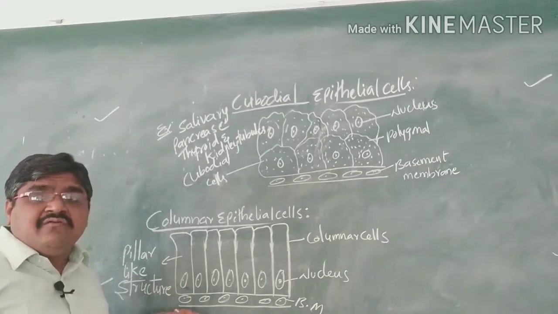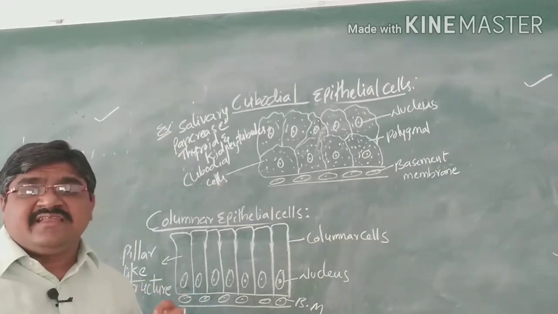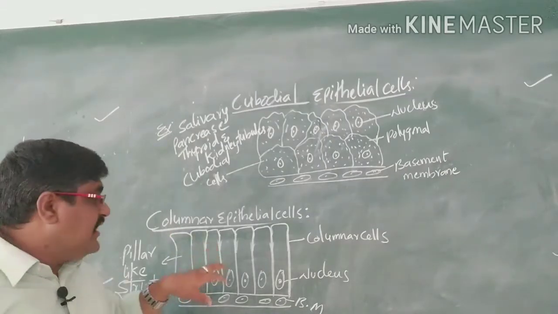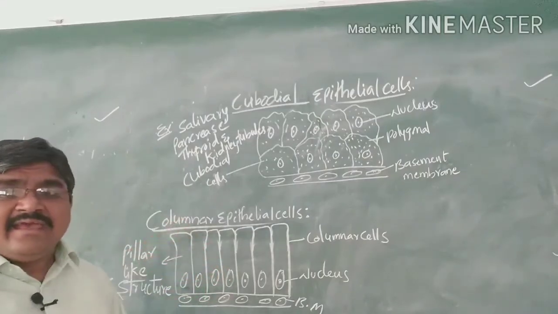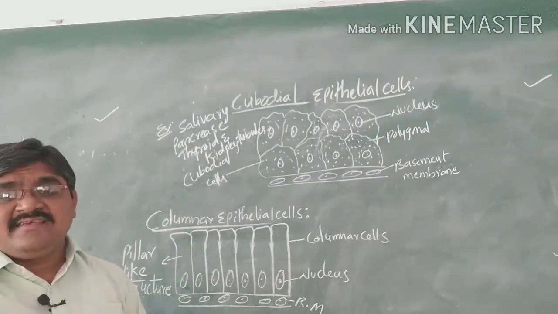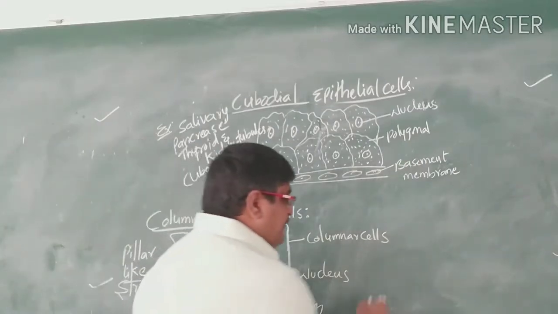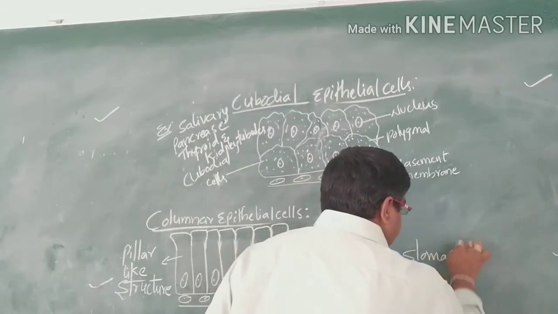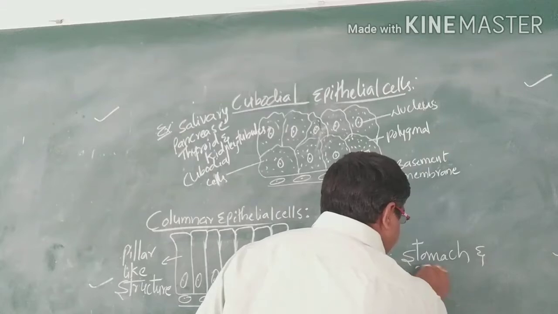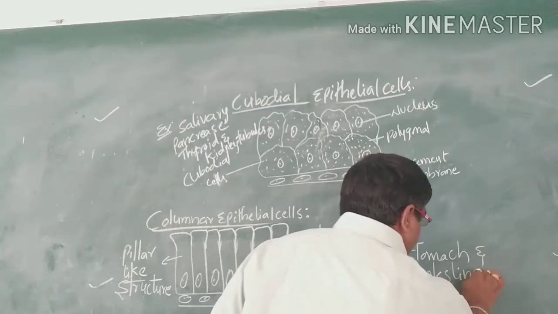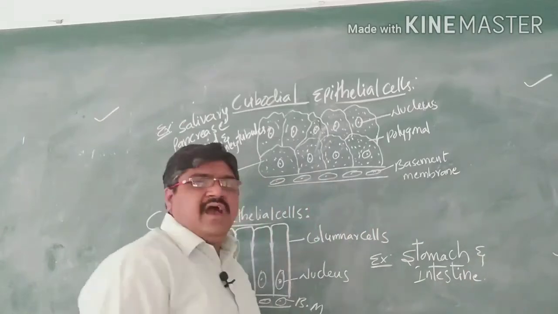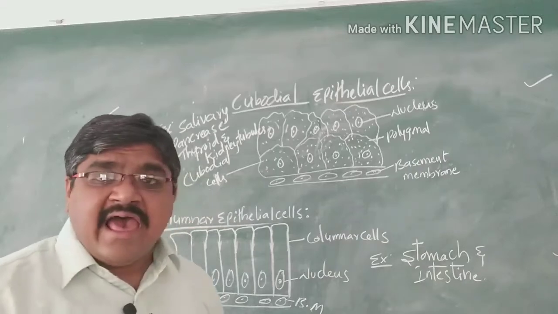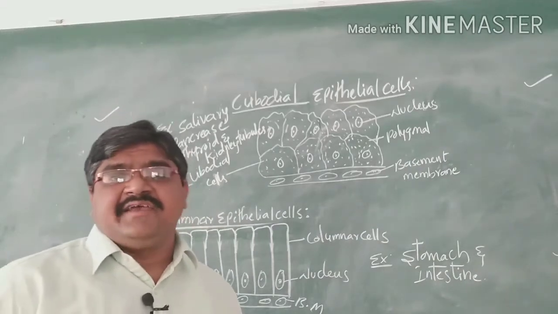Such cells look like pillar-like structures, narrow at the basement membrane and broad at the free ends. So we can call them columnar epithelial cells. These are present, for example, in the stomach and the intestine. The columnar epithelial cells are present in the stomach as well as the intestines.